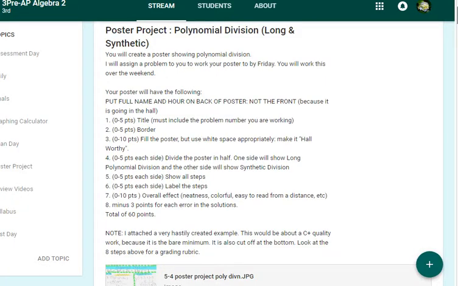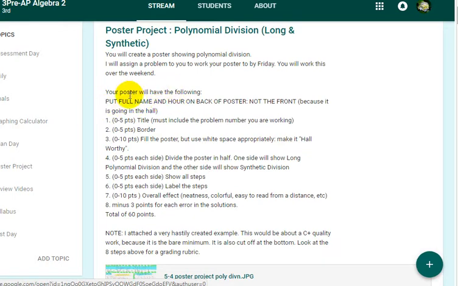Oh, all right. So in your Google Classroom, I'm first going to talk about your poster project. So you're going to show your polynomial division, long and synthetic. So you're going to create a poster. It's going to be divided down half, and on each side you're going to work the same problem. But on one side you're going to do it showing synthetic division, and on the other side you're going to show it doing the polynomial long division. Okay, so nice easy project. I think you will have for a poster. It should be pretty much fun.